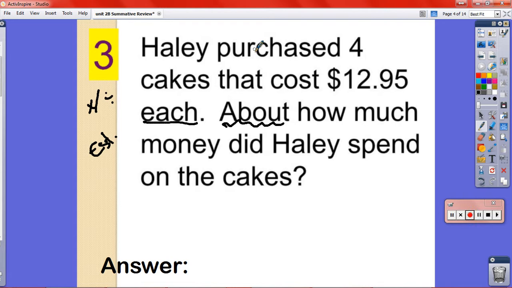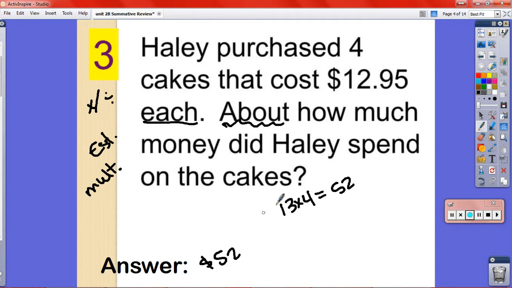So Haley purchased 4 cakes, and each of them was $12.95. So you got to think, well, 1 is $12.95. How much for 4? So we're multiplying by 4. So this is a multiplication problem. And it's about $13 times 4. So your answer is going to be about 13 times 4, or $52.